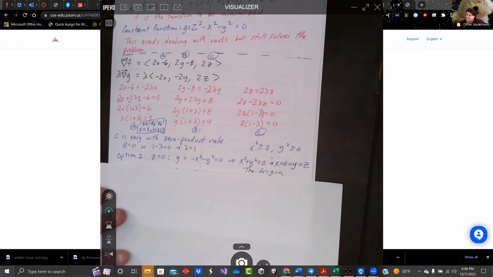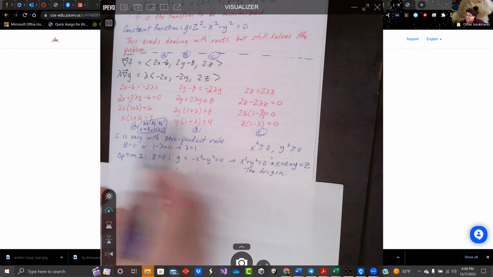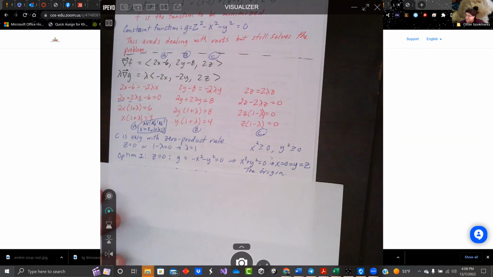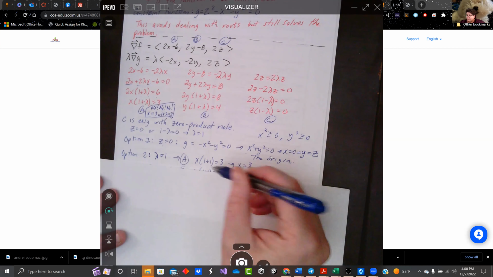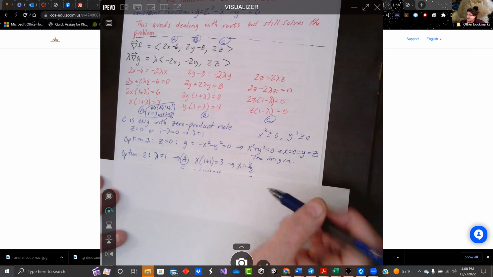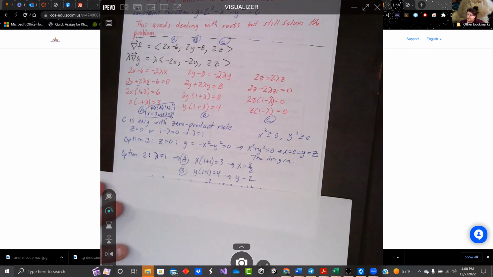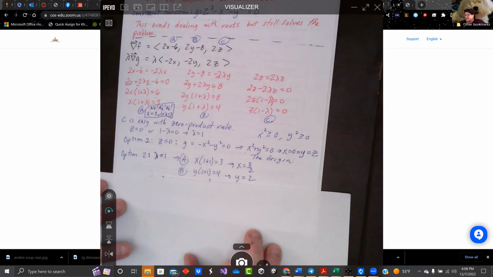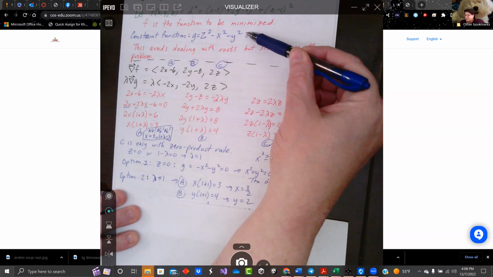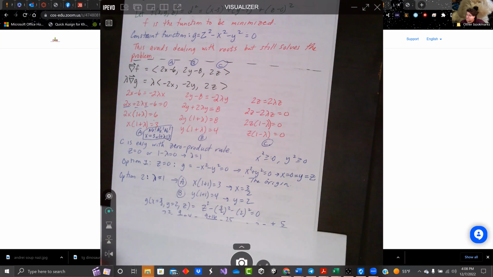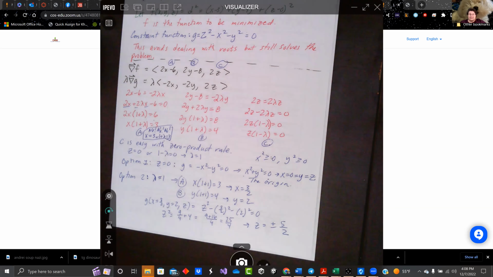The other option was lambda equals 1. Let's plug that in up here and see what we get for our values. In option A, I plug in 1, I've got 2x equals 3, so x equals 3/2. I plug it into B and I get 2y equals 4, or y equals 2. It's got to lie on the constraint function, so we stick those into the constraint function and figure out what z is. When we do that, we find that z has to equal plus or minus 5/2.